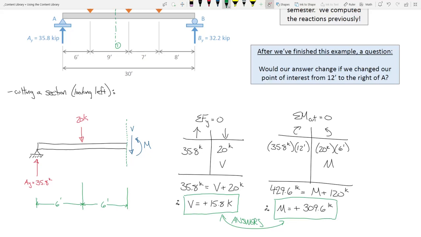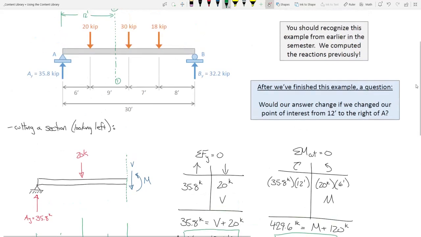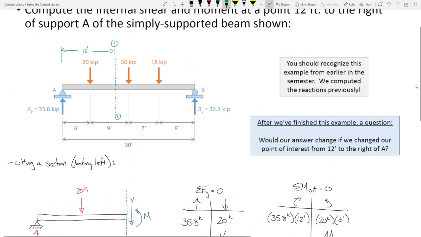We could take a look at that if you'd like. Let's see if we can do some mental math, at least on the shear. So if we look here at the shear, what do we have? We have 30 going down, 18 going down, so we have 48 going down, right? We have 32.2 going up, so how much has to go up? 15.8. And upward shears this way are positive, so the shear is positive 15.8.